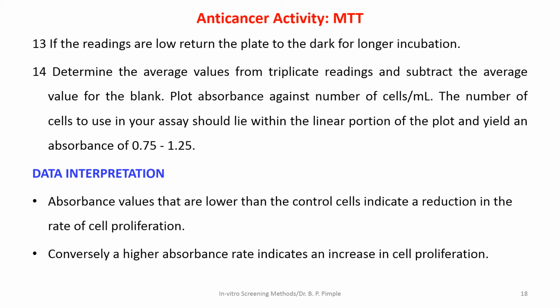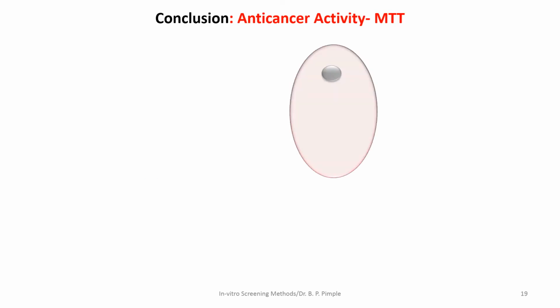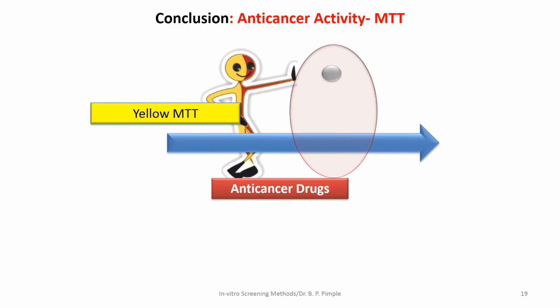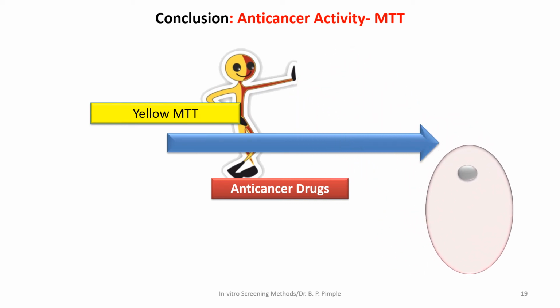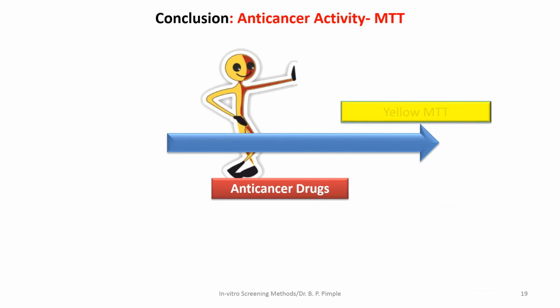Data interpretation is very similar to SRB. Thus, the conclusion of MTT assay is that the anti-cancer agents, they kill the living cells, that is, they show their cytotoxic property and maintain the yellow color of MTT.